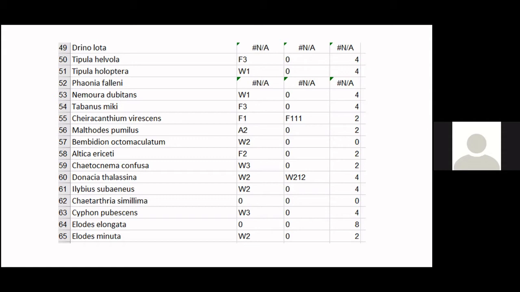Or where a value is naught, it's generally a commoner species that isn't part of a SAT, maybe part of a BAT, or it may have a very low rarity score, like the Bembidion there, line 57, which doesn't have a rarity score.